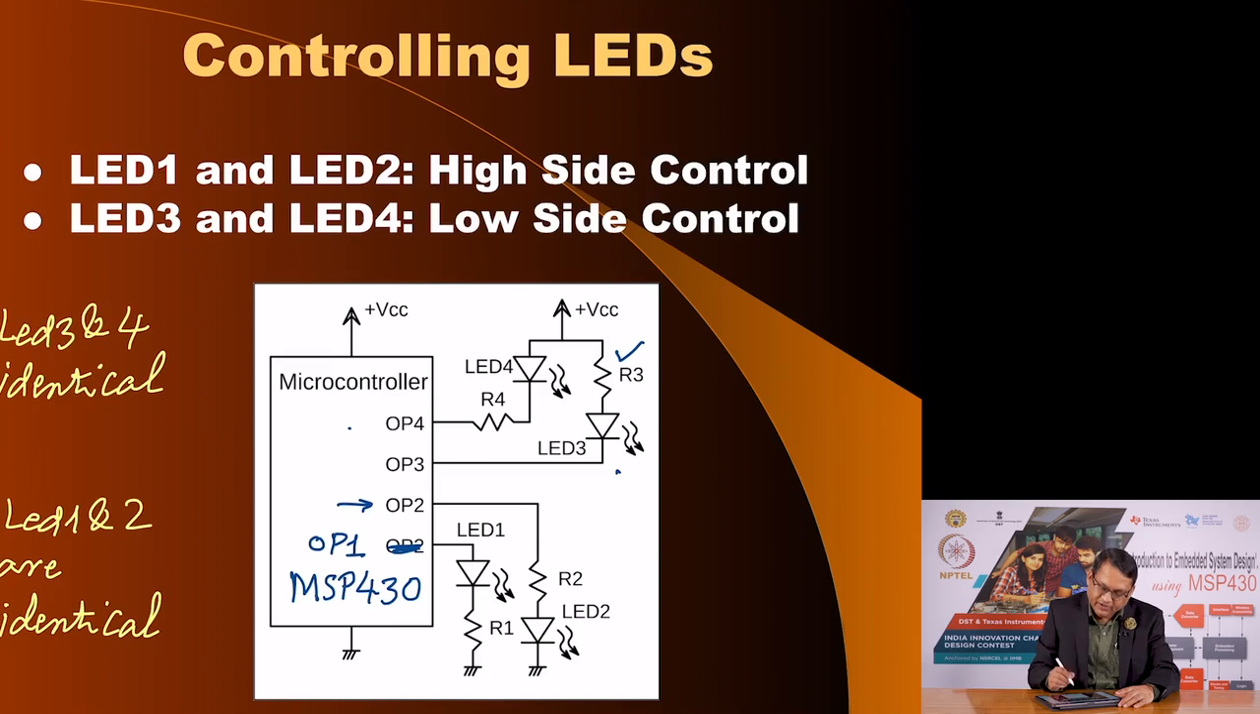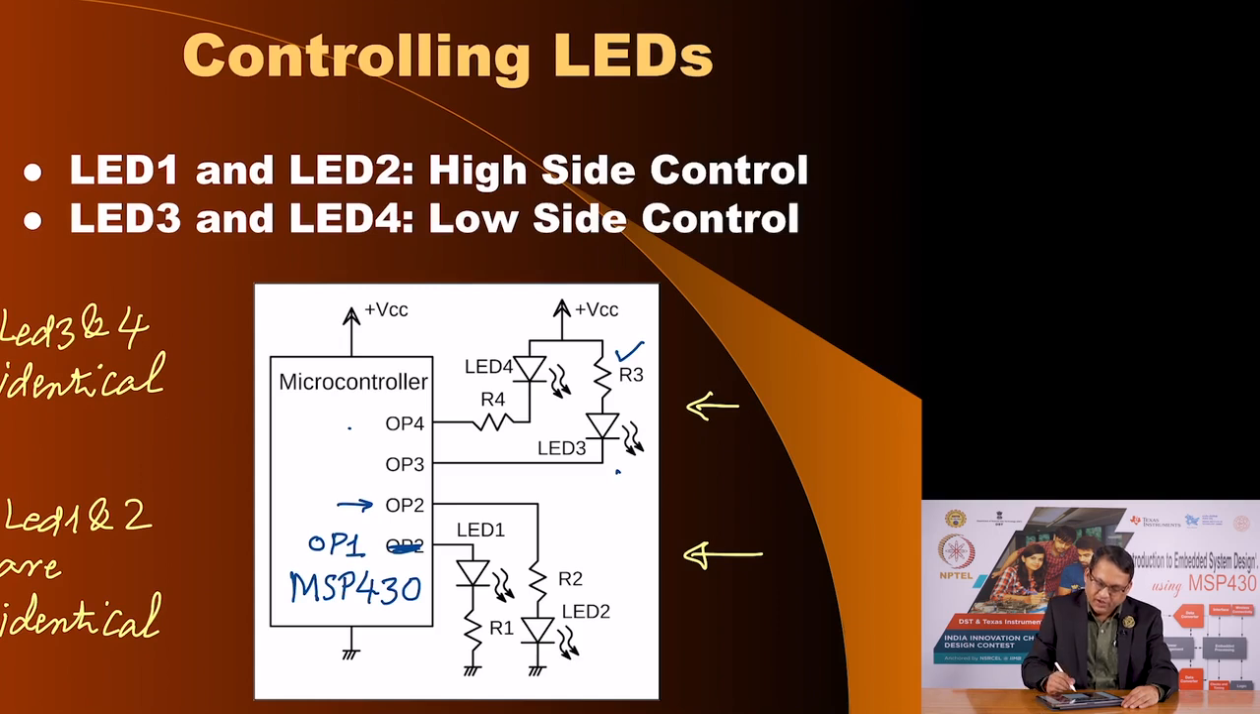How? LED 1 and 2 would light up when the output OP1 or OP2 is high, that is logic 1. On the other hand, LED 3 and 4 would light up when the output of these pins, that is OP3 and OP4, is logic 0. And so, these two LEDs will be called active high, meaning they light up when the output is logic 1, and these two LEDs will be called active low outputs, they light when the output is 0.